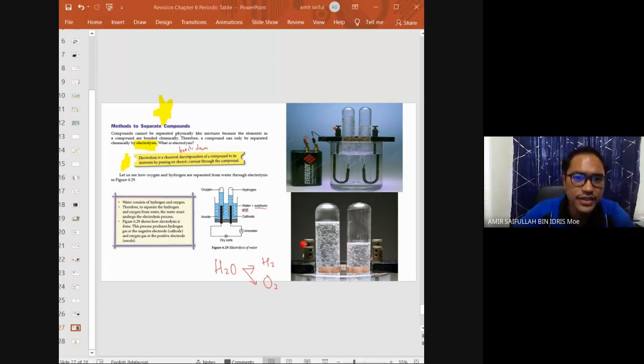Find this function. If you didn't find, that is your loss. Okay. So water consists of hydrogen and oxygen elements. Therefore, to separate the hydrogen and oxygen, the water must undergo the electrolysis process. So this process produces hydrogen gas at the negative electrode and oxygen gas at the positive electrode.